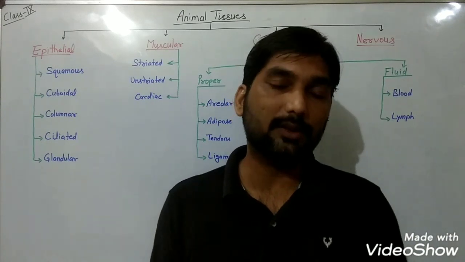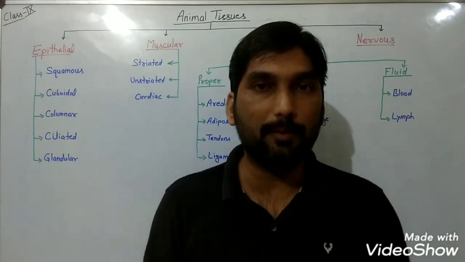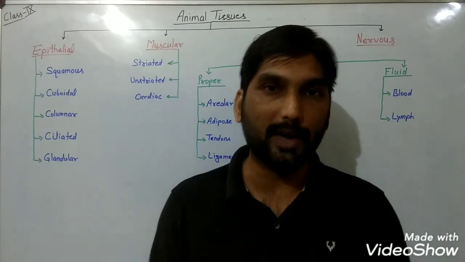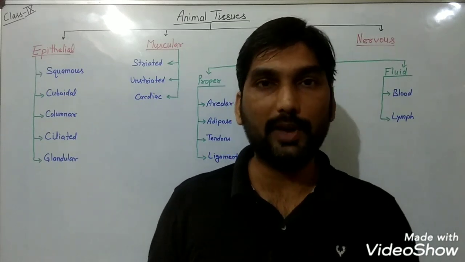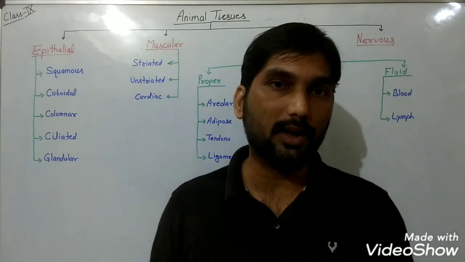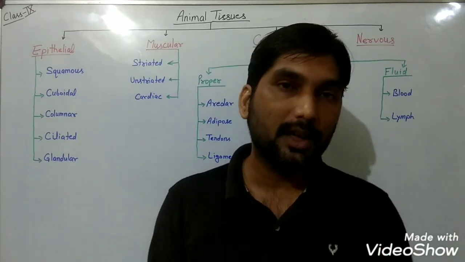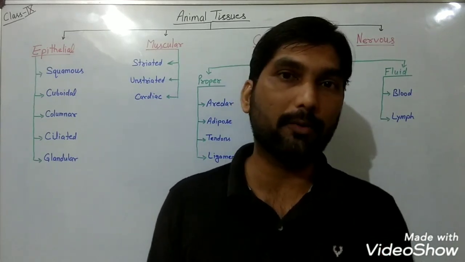There the muscles which are present are not working on our will, they perform their functions on their own, and that's why they are known as what? Involuntary muscles, or the muscles which are present in our lungs, means they are not working on our will.